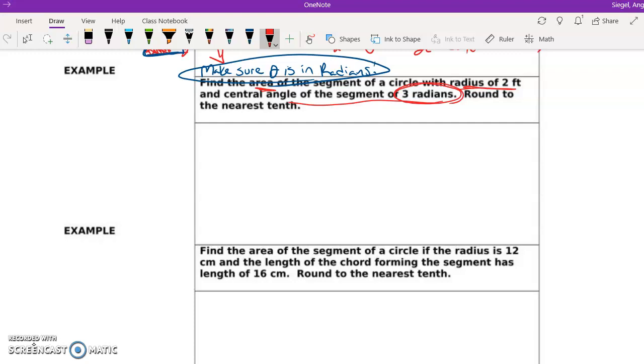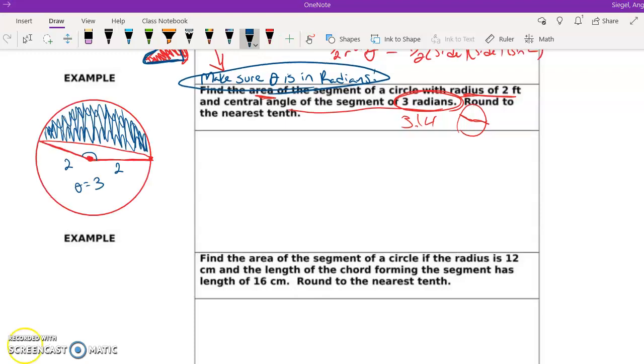I know that 180 degrees is 3.14 radians, so this is really close to a straight line. So when I'm drawing it, I draw this angle right here, and then I draw that chord. It's between the circle and the chord that all the area is bounded. That's what we're trying to find.